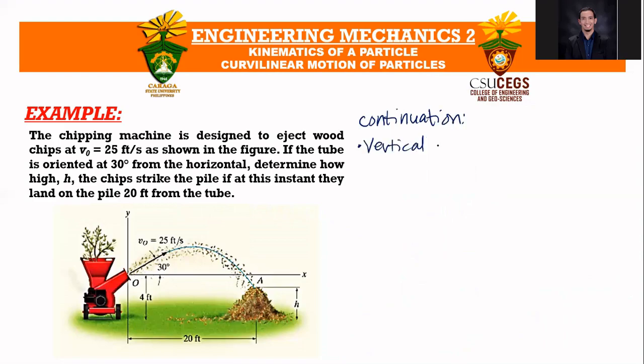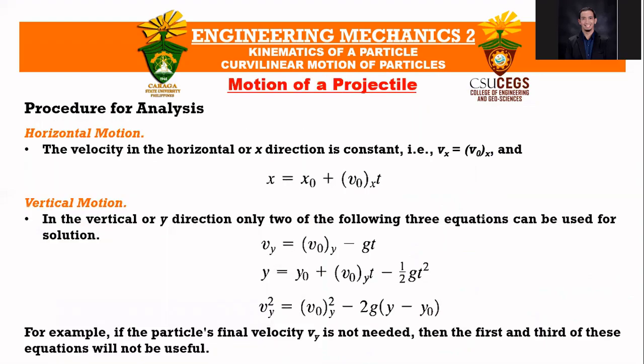So for the vertical motion, we have actually three equations na pwede mapilian. So if we go back to the procedure for analysis, these three equations ay pwede na to gamiton biskan asa diri sa equation depende sa atong problem. Since atong gipangita is ang height h, so ang second equation ang ato ang gamiton. This is the position as a function of time.